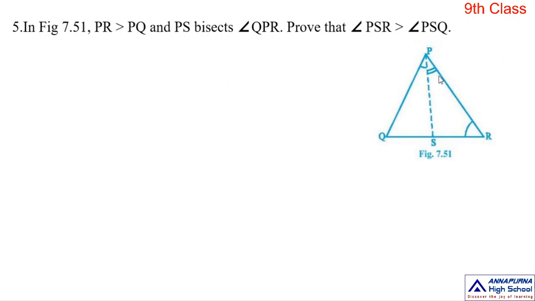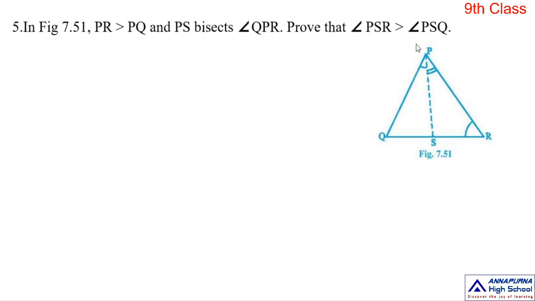PR is greater than PQ. See the figure. PQR is a triangle. The side PR is greater than PQ, and PS bisects angle QPR. This is the interior angle QPR. PS is the bisector, so PS bisects angle QPR.